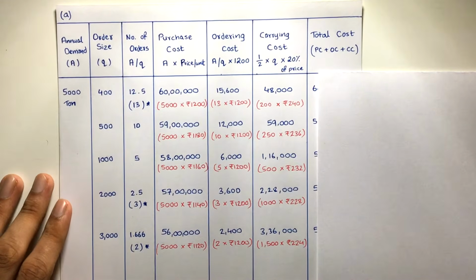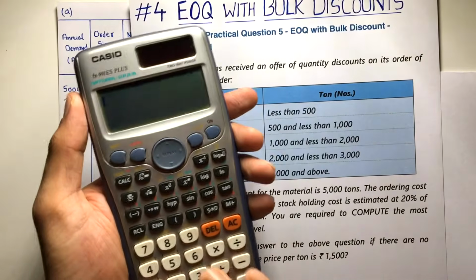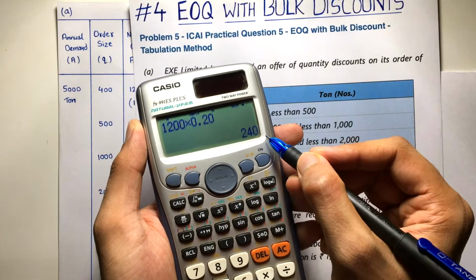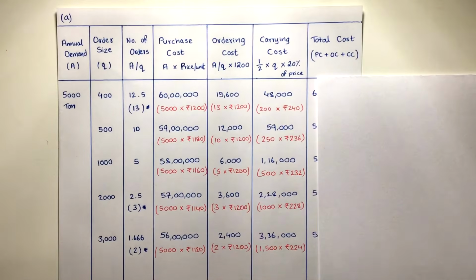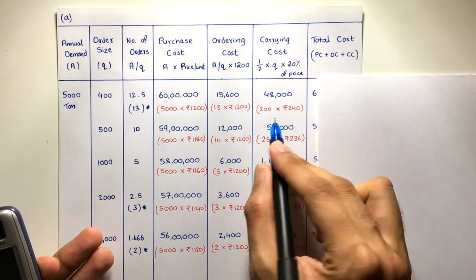240. How did I get that 240? What's the price? Price is 1200, isn't it? Material price per unit is 1200. So 1200 into 0.20, that's equal to 240. This is the carrying cost per unit per annum, 240. And that's what I have taken over there. 200 into 240. Is it clear? The same way you have to do with all the levels. Fine. So in the first level, it's coming to 48,000.